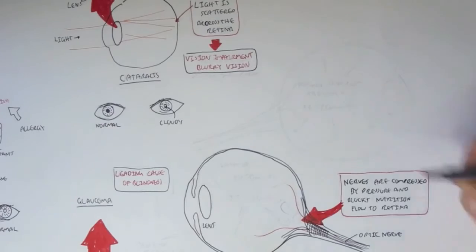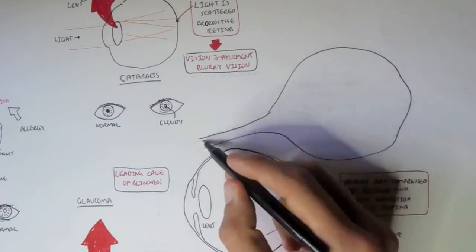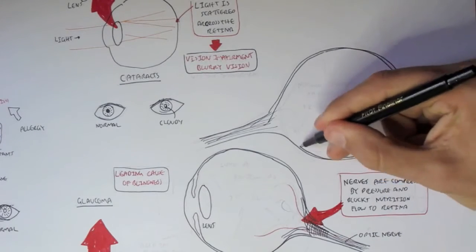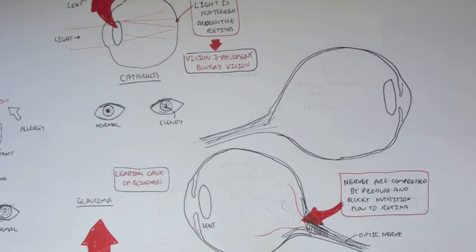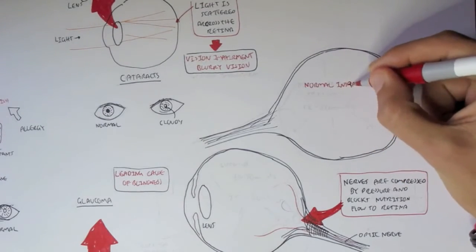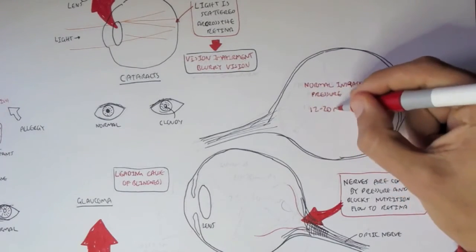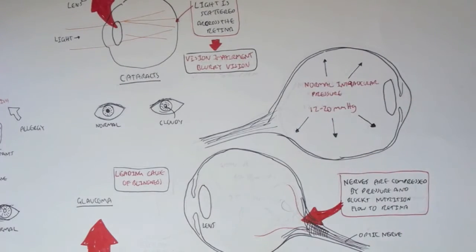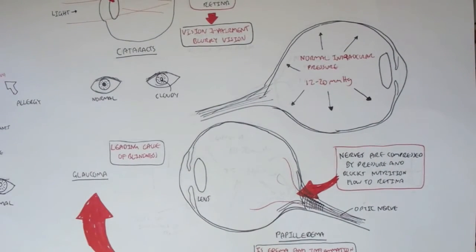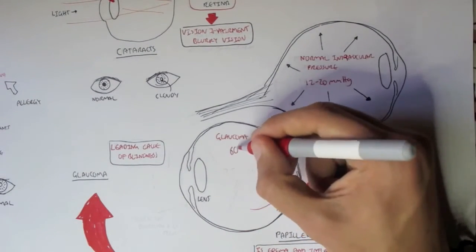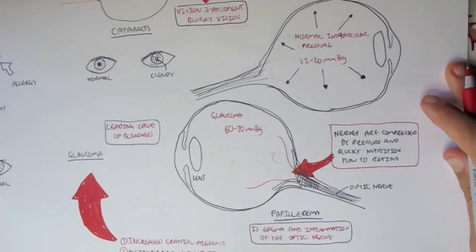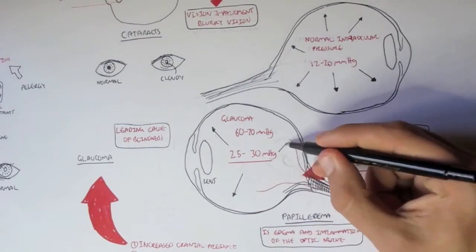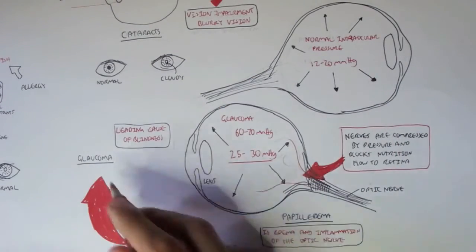And to know what glaucoma is, let's just look at a normal eye, because it's to do with pressure. So normal eye here with normal pressure. Ciliary muscles again, optic nerve. In a normal eye, the normal intraocular pressure, the pressure in the vitreous humor, is 12 to 20 millimeters mercury. However, a person suffering from glaucoma can have pressure up to 60 to 70 millimeters mercury. Even 25 to 30 millimeters mercury can cause severe damage, which is typical of glaucoma.